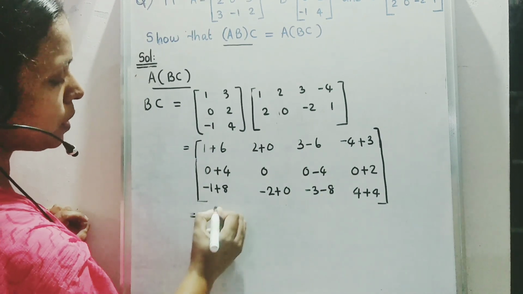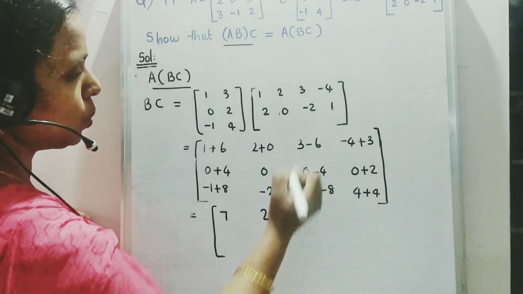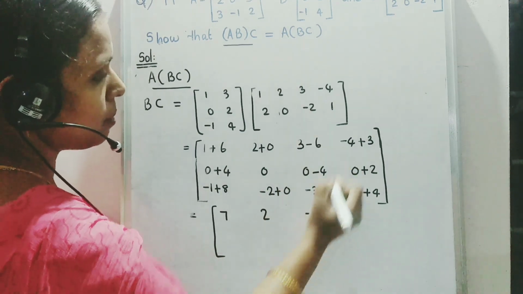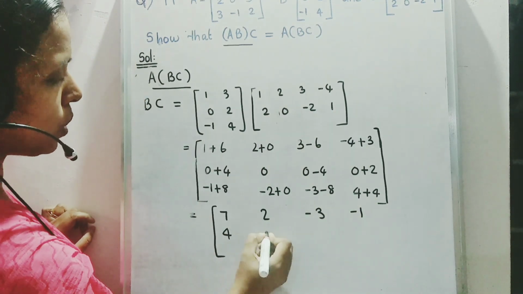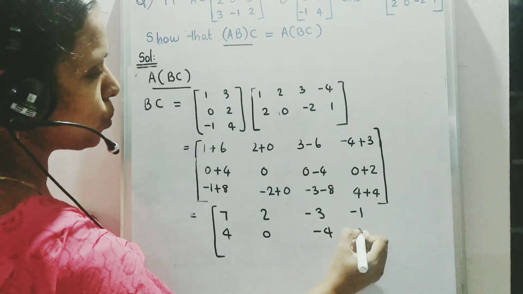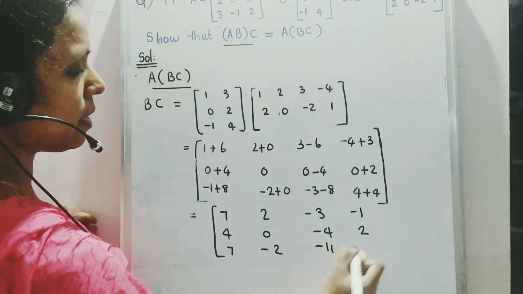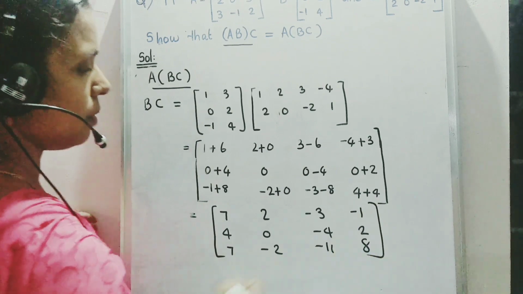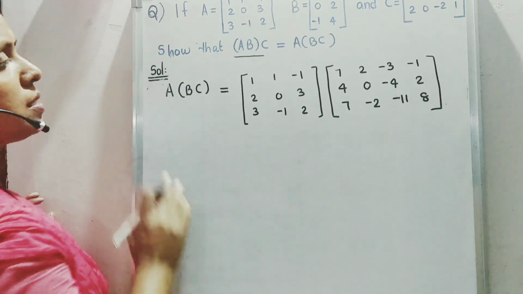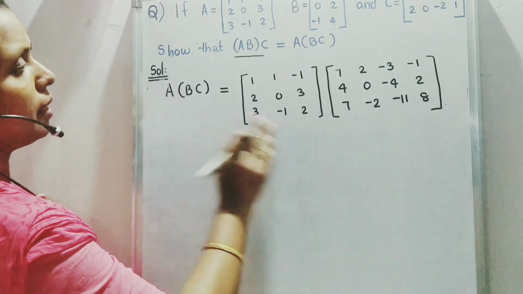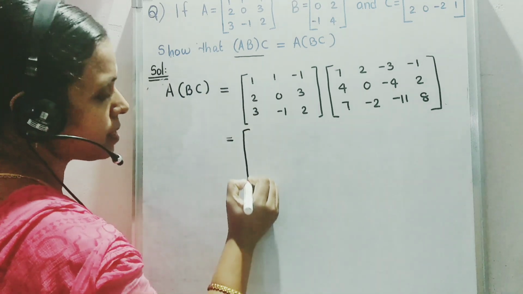That is equal to matrix. First one is 1 plus 6, 7. 2. 3 minus 6, minus 3. Minus 4 plus 3, that is minus 1. 4, 0, minus 4, 2. Here 7, minus 2, minus 11, 8. Next we write A into BC is equal to A here, then BC here. Then multiply. We get matrix.